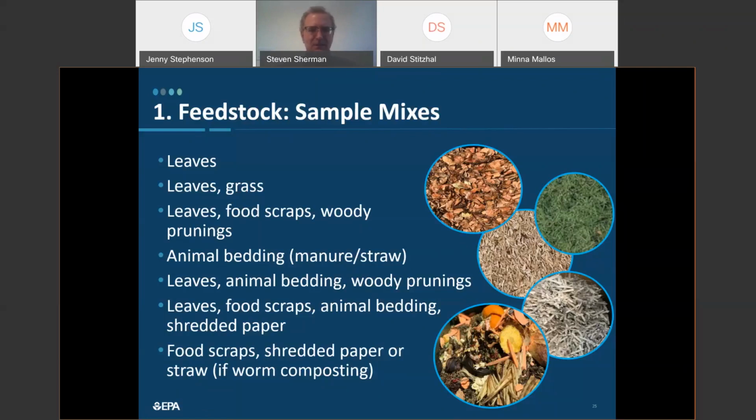Animal bedding, you've got some animals, so you know, some goats or cows, and maybe there's some straw, and you've got the manure from the animals and some straw, and you just compost that by itself. That can work too. Leaves, animal bedding, and chopped up woody prunings, that works. You could add a small amount of shredded paper. And then worm composting is a special separate case that can work particularly for food scraps with a small amount of shredded paper or straw.